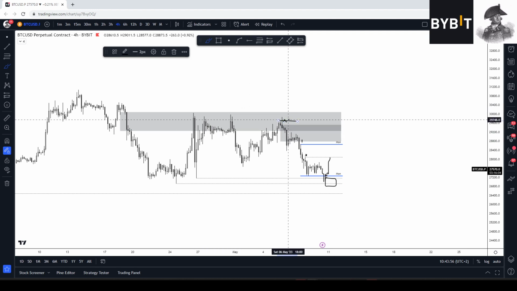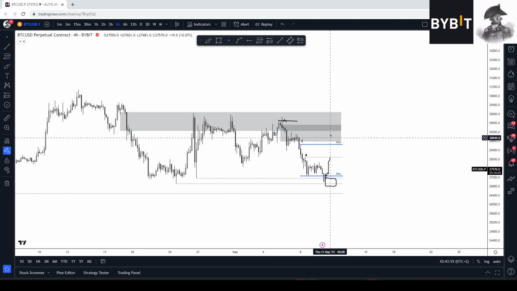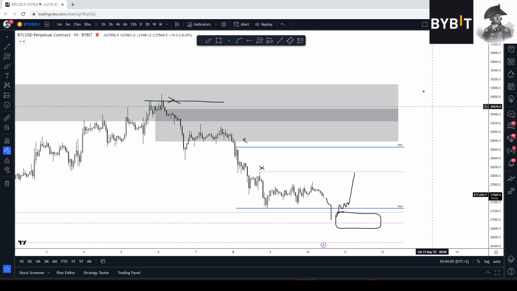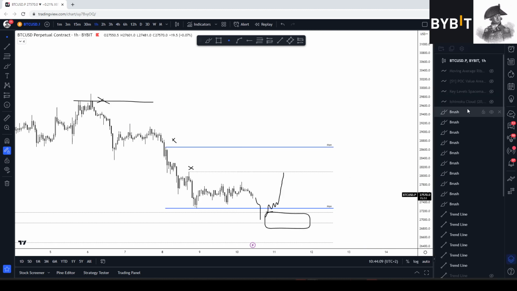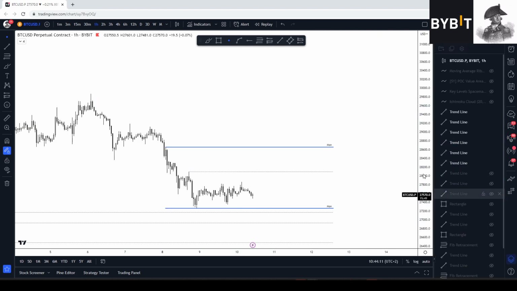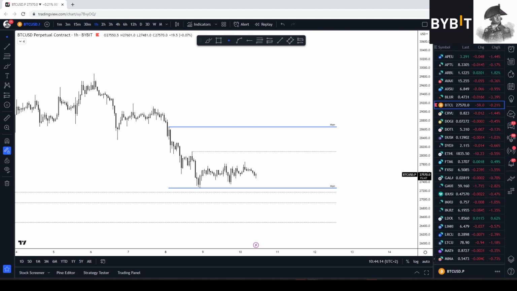Okay, so somewhere above there. So that's immediately going to be the target if we sweep the low first. And it's important that we sweep the low first, because then we're straight onto the next plan. What if we go for the highs first?